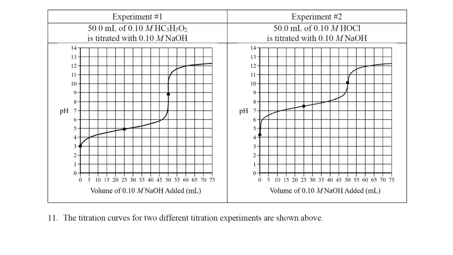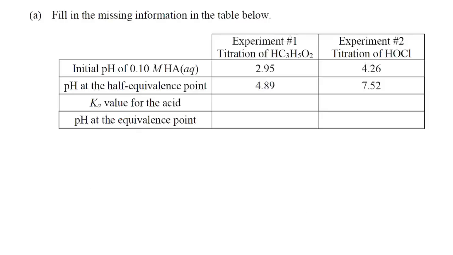So on the left, I have one version of a weak acid. It's got the formula HC3H5O2. And then on the right, I have another weak acid, which is HOCl. At the half equivalence point, the pKa is around 5. And then for the other weak acid at the half equivalence point, the pKa is around 7.5. And so I was filling in the table with information about each of these acids from the titration curve. So we have the pH at the half equivalence point.